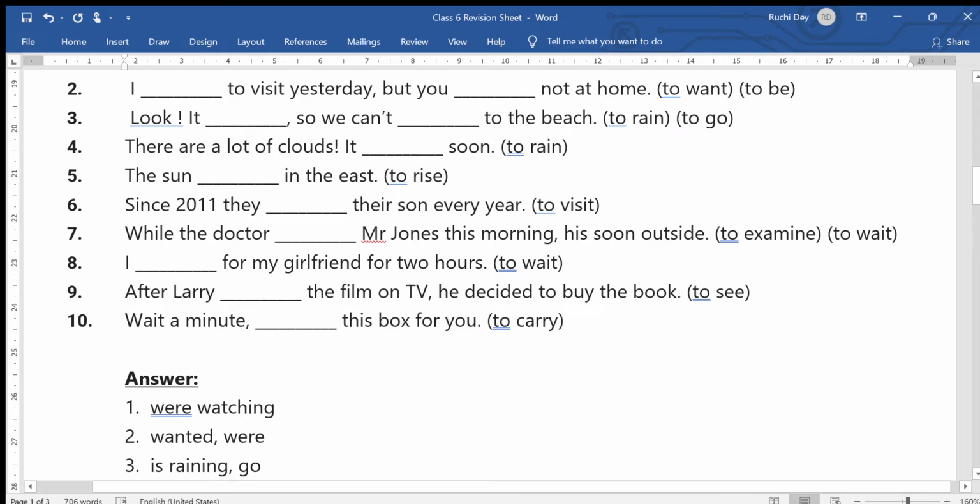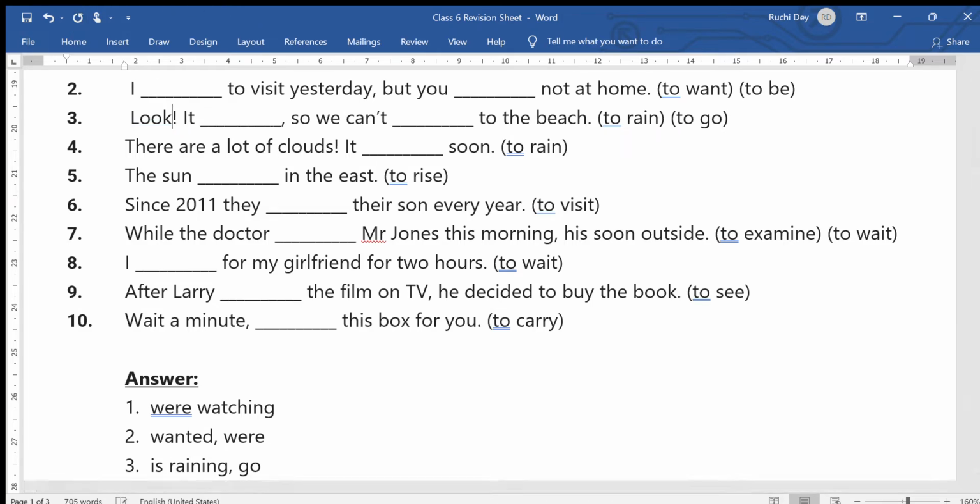Look, it dash, so we can't dash to the beach. Look, it is raining. When you're talking about looking, that means it's in the present form, right? Look, it is raining, so we can't go to the beach. Okay, the next one.